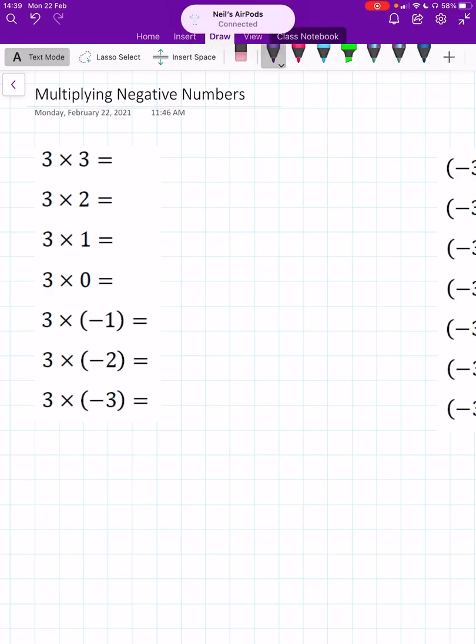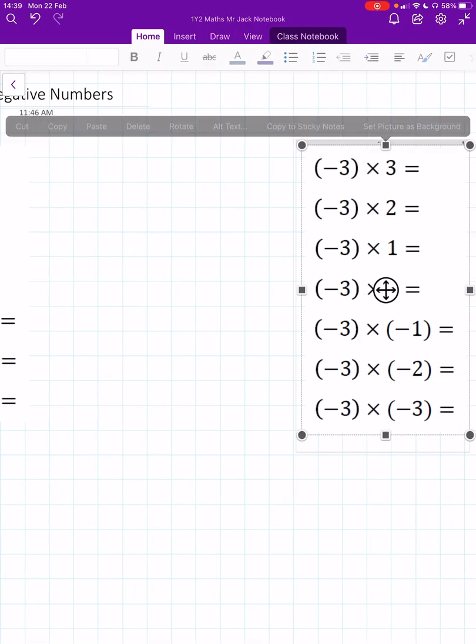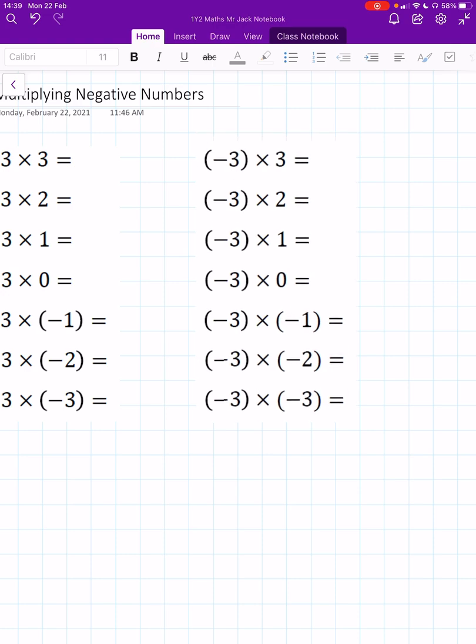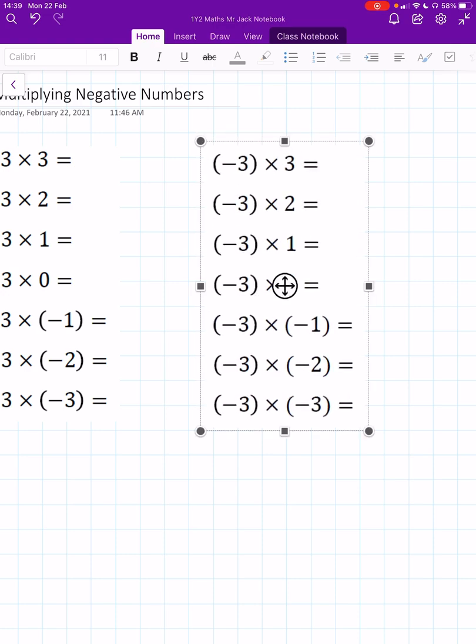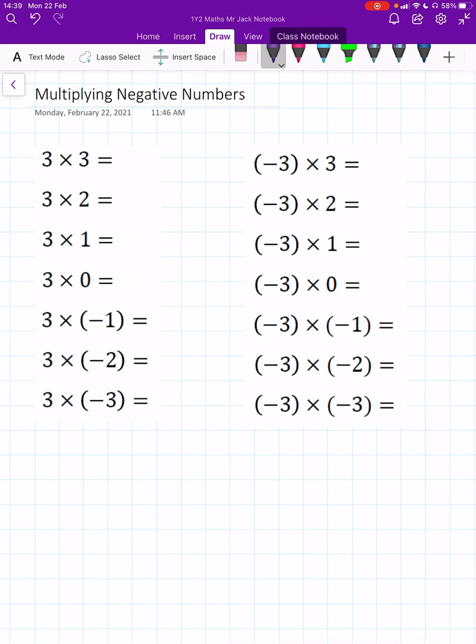Hello first year, we are going to have a look at multiplying negative numbers in this video. We are going to start off with what I hope is something fairly straightforward, and then we will have a look and see if we can decide just by looking at these patterns what we think the rule might be that drives the behavior of negative numbers.